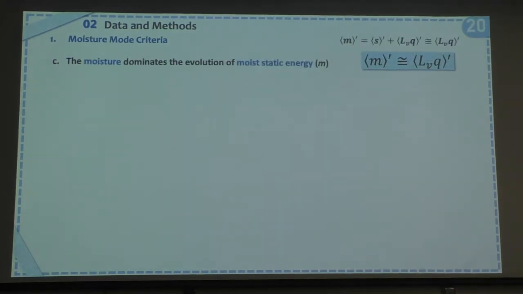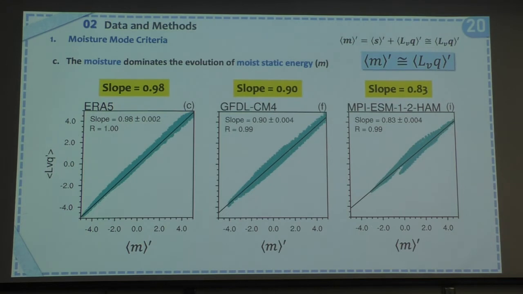Third criteria, the moisture dominates the evolution of moist static energy, MSE. This figure shows you the result in observation, a model with a good result, and a model with a bad result. In the observation and the good model, the slope is larger than 0.9, satisfying this criteria.